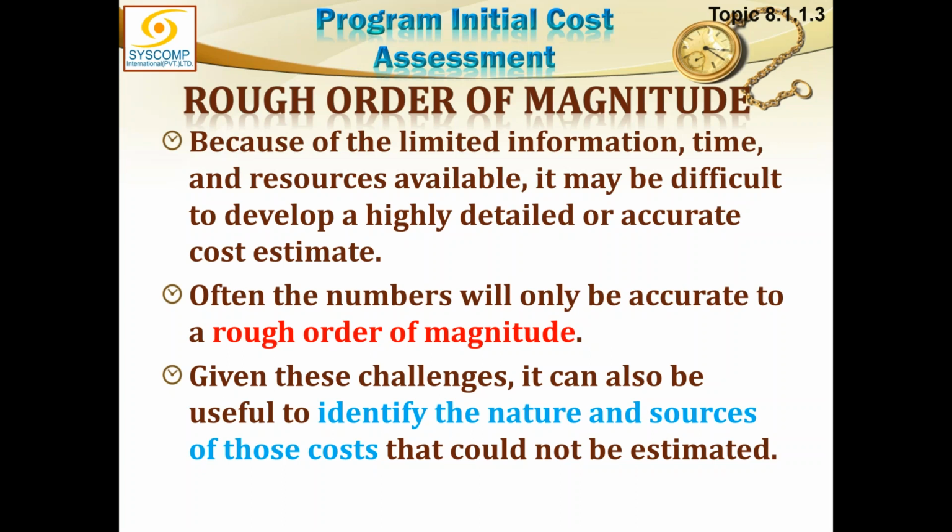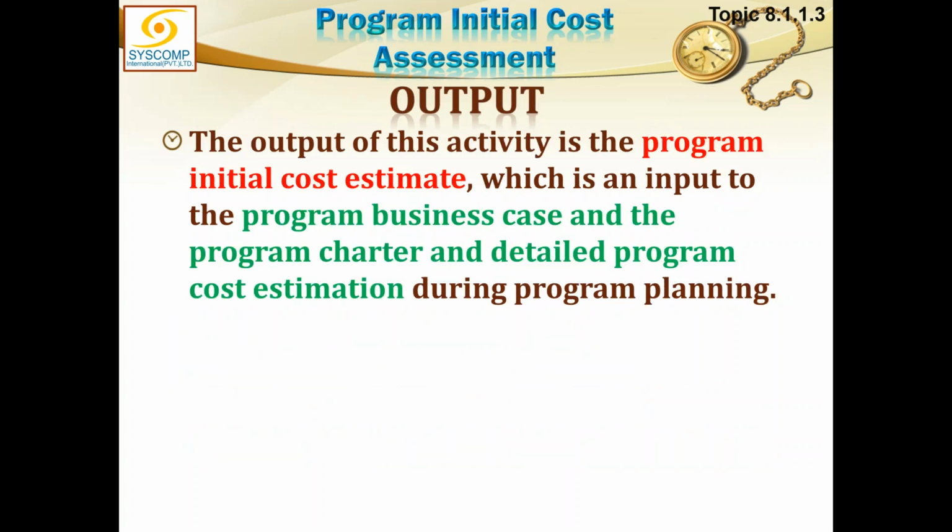So once you are doing this initial cost assessment, then you can also identify the nature and sources of those costs that could not be estimated. Later on, that can be further elaborated. So the output from this activity is the program initial cost estimate, which is an input to the program business case and the program charter, and detailed program cost estimation, which will come later during the program planning.